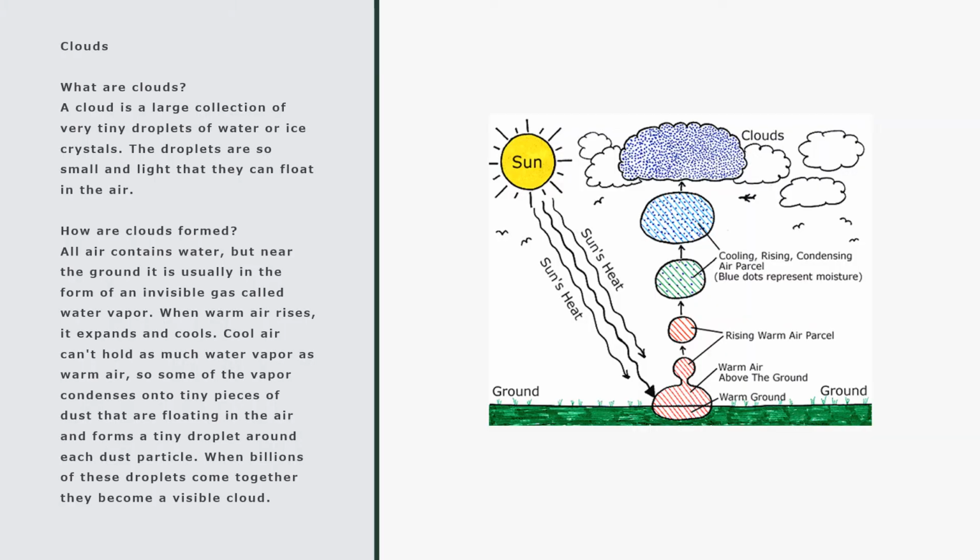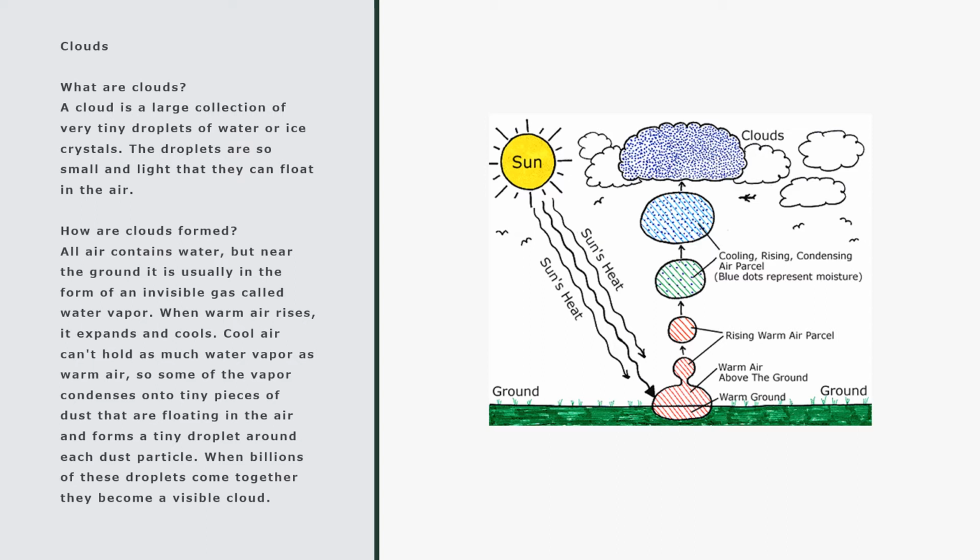Clouds. What are clouds? A cloud is a large collection of very tiny droplets of water or ice crystals. The droplets are so small and light that they can float in the air. How are clouds formed? All air contains water, but near the ground it is usually in the form of an invisible gas called water vapor.